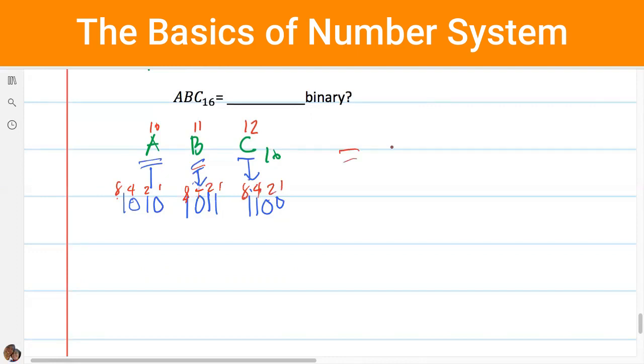So the binary equivalent of ABC in hex is 1, 0, 1, 0, and then 1, 0, 1, 1, and then 1, 1, 0, 0 in binary form.